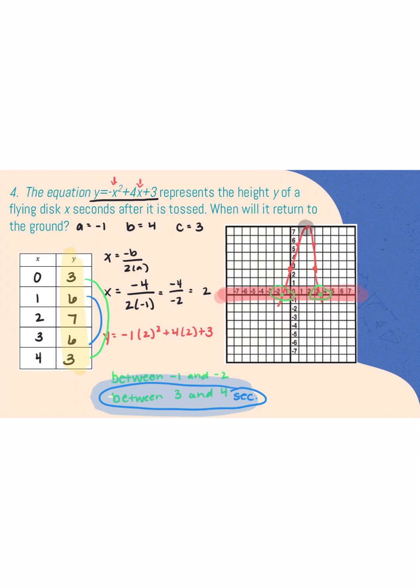Because we're not going to have negative. So if they're talking about time, you would never have negative time, okay? But if this were just in one of your other ones where it wasn't a word problem, it was just the x and the y, and then you have to graph it, then you would use both those answers, between -1 and -2, and between 3 and 4. Okay, I'm hoping that this is making sense to you.